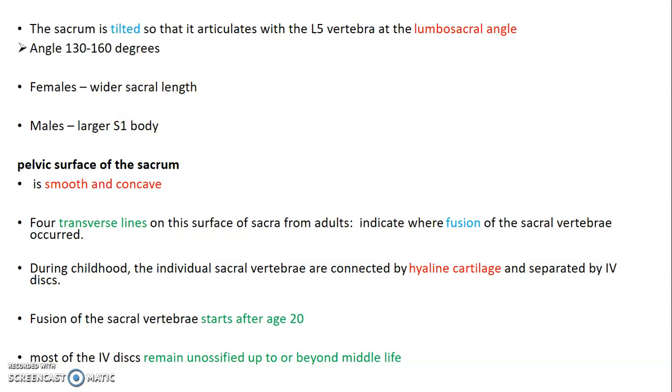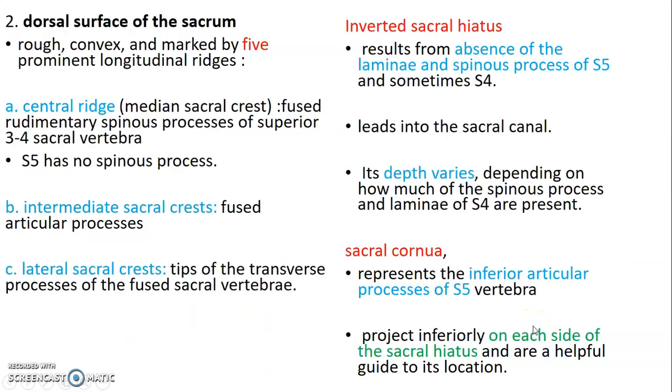So the pelvic surface of the sacrum is usually smooth and concave with transverse lines that indicate fusion of the sacral vertebrae. During childhood, the sacral vertebrae are connected by hyaline cartilage and are separated by intervertebral discs. But later on, fusion of sacral vertebrae starts at the age of 20, and most of the IV discs remain unossified up to or beyond middle life.